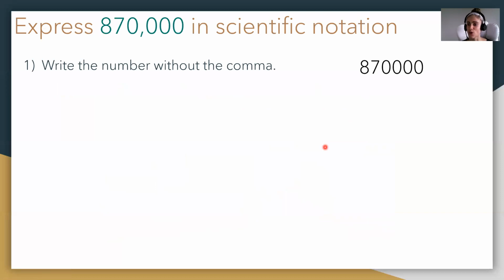All right, so let's get to our first learning target. We want to express 870,000 in scientific notation. This matches our first learning target of converting a number in standard form, what you're used to seeing, into scientific notation. Our first step is to write the number down without a comma. The reason for this is we don't want to accidentally think the comma is a decimal point. It makes it less likely for us to make an error when we write it this way.